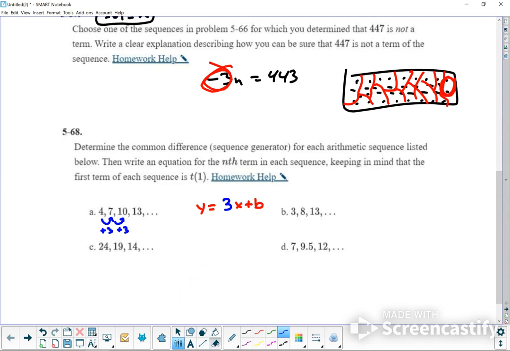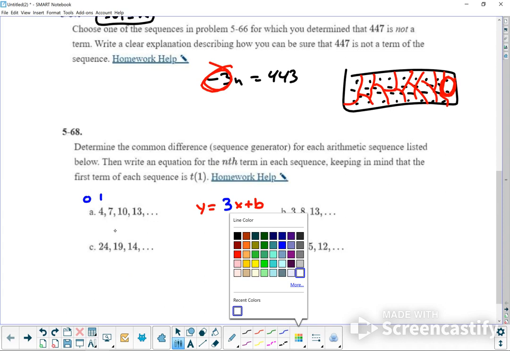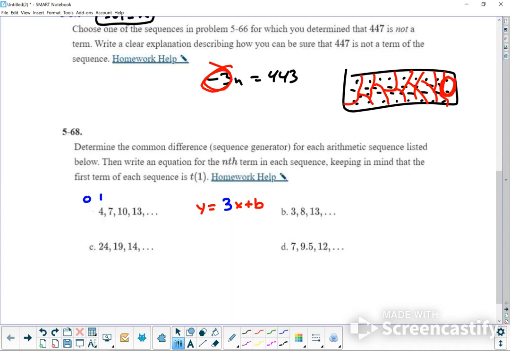And then all I need is my first term, or my 0 term. Since this is T1, because they say the first term is T1, I need to find the 0 term. If I'm adding 3, then I have to go backwards and subtract 3 to find the 0 term. So 4 minus 3 gives me 1. So my y-intercept, or my b, is going to be 1. So that's my explicit formula.